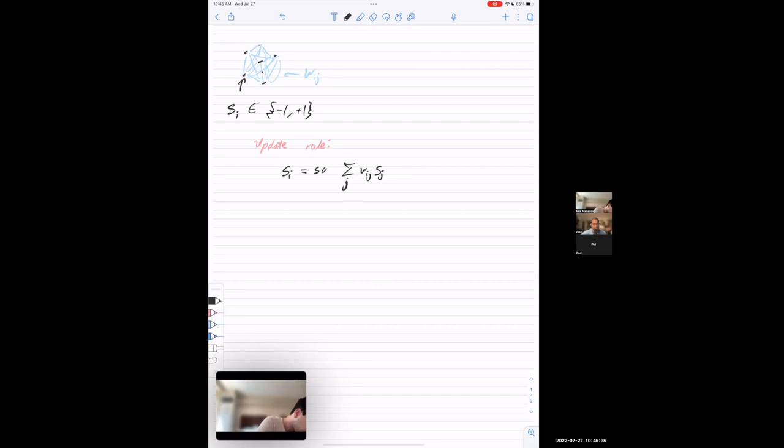And I don't mean sine as in trigonometry, but the sign function, and the sign function of x, so you know, is equal to plus one if x is greater than zero, and minus one if x is less than zero. It just looks like this, where zero is here. Okay. These are the dynamics. So this is a dynamical rule.